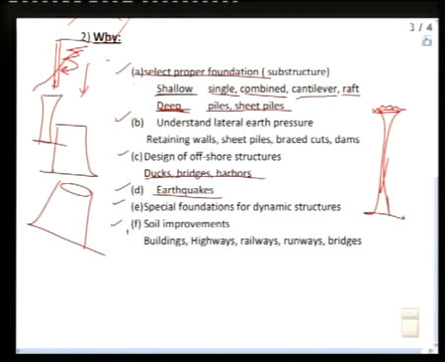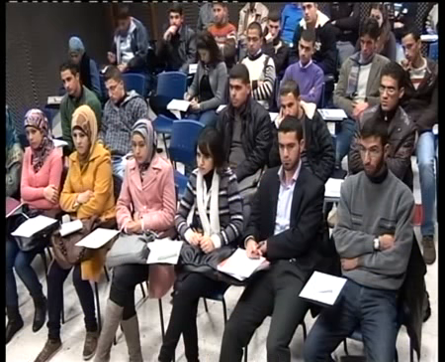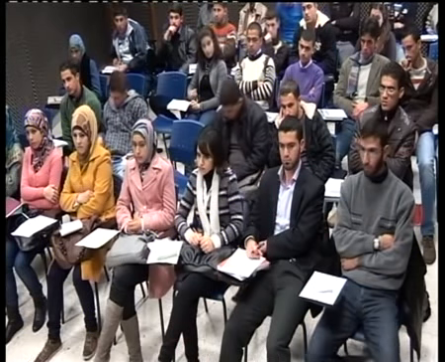We need this for buildings. We need this for highways. We need this for railways. We need this for runways. We need this for bridges. We need this always. So these are all aspects of why we study soil. Okay? No questions? These are at least good reasons for myself. I understand that these are good reasons for us to study soil mechanics. Okay.